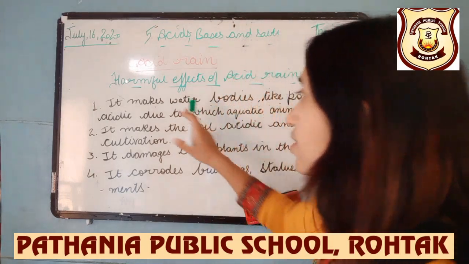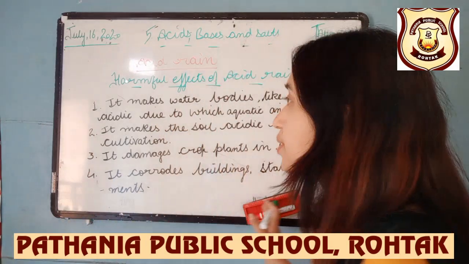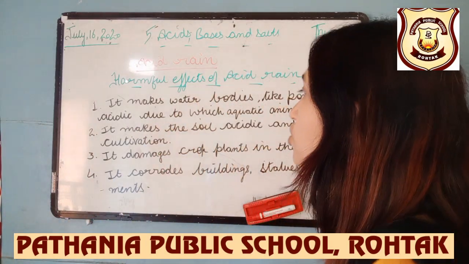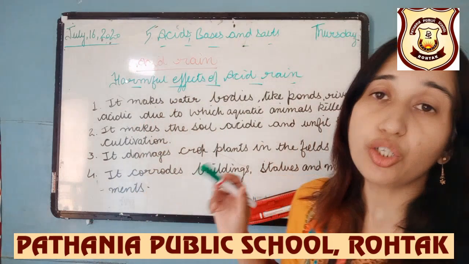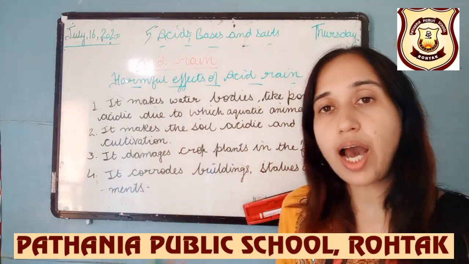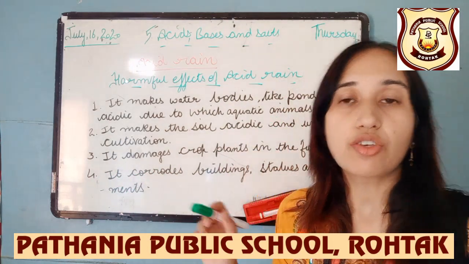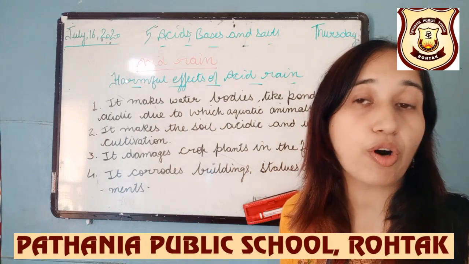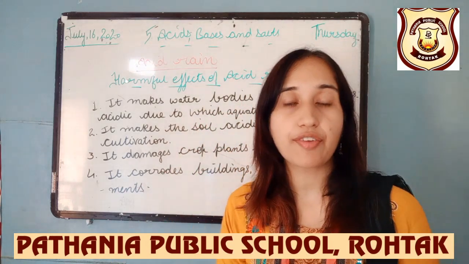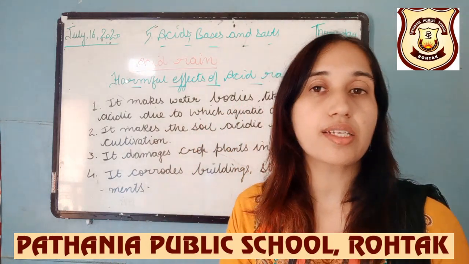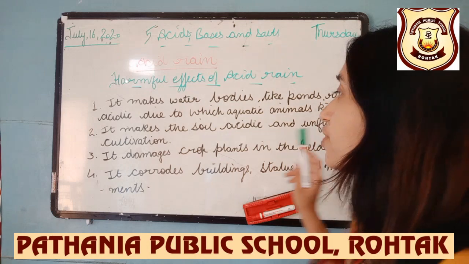Next is the harmful effects of acid rain. Due to acid rain, what are the harmful effects? It makes water bodies like ponds and rivers acidic, due to which aquatic animals are killed. Acid rain finally flows into water bodies like lakes and ponds, and it affects aquatic life, which is finally destroyed and killed by this acid rain. Next, it makes the soil acidic and unfit for cultivation.